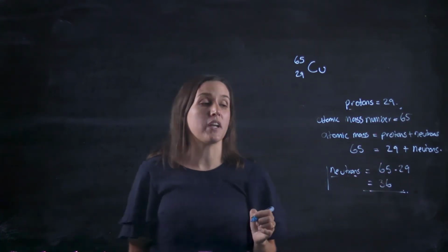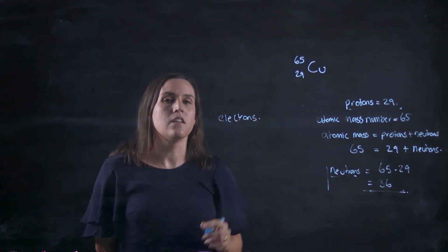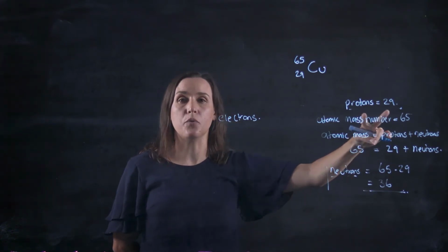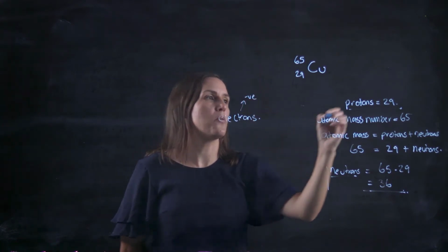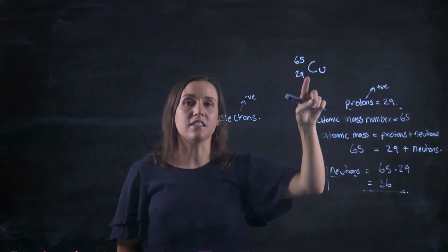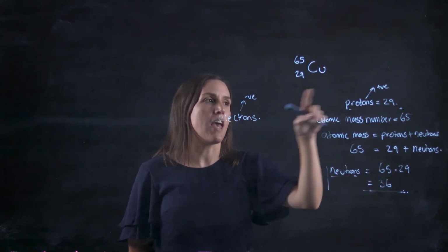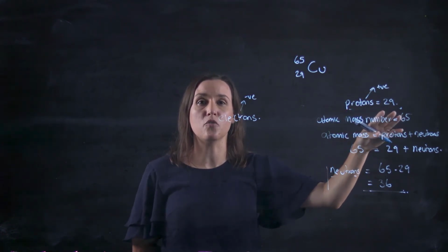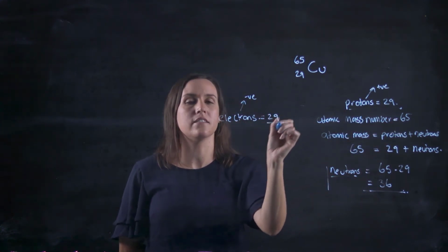Now the last thing I want to work out is the number of electrons. So the number of electrons and the number of protons are equal. So the electrons are my negative charges, my protons are my positive charges. And this particular atom has no charge on it. So my electrons and my protons, so my negatives and positives, cancel out to give me an overall neutral. So therefore my number of electrons is 29.